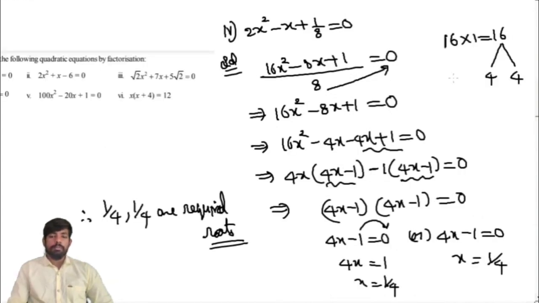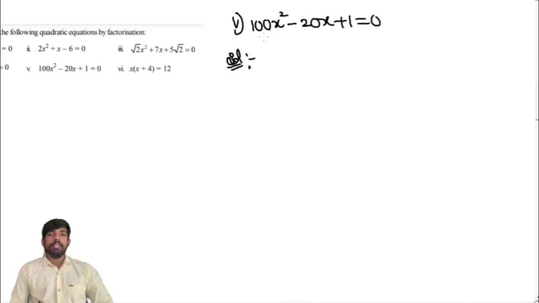So in the next question, 100x square minus 20x plus 1 is equal to 0. First, multiply x square coefficient and constant. What you will get? 100 only, right? 100 can be written as 10 into 10, 100, right? 10 plus 10, how much? 10 plus 10 is 20, right?